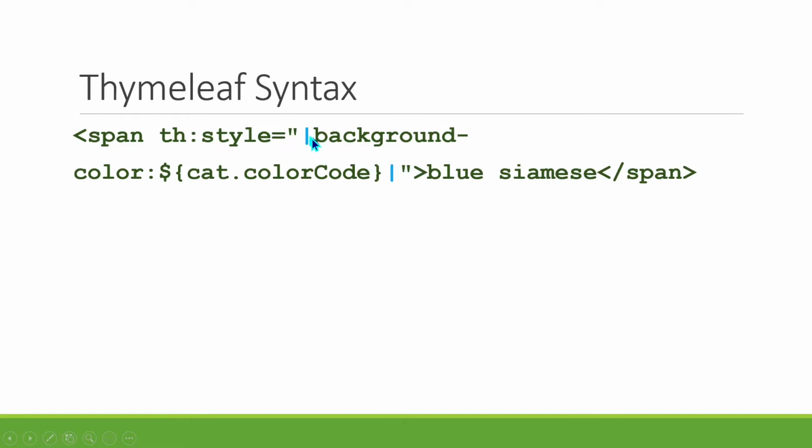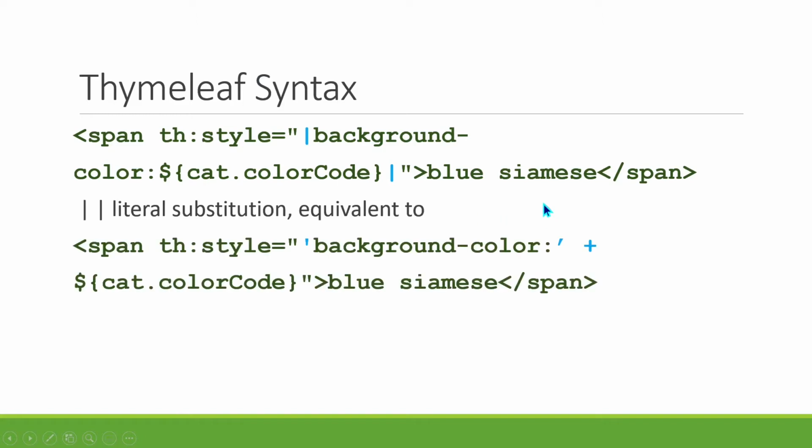However, I am building a string value with background color, the actual literal text background color, and appended to that will be whatever this expression evaluates to. This obviously is like cat.colorCode. It must be a color code property of some cat object or whatever. So whatever this contains or evaluates to, it'll just be tacked onto the end of that. So anything inside these two vertical lines is evaluated as if it was one expression. So it's going to take the literal background color and then concatenate or append it to this.